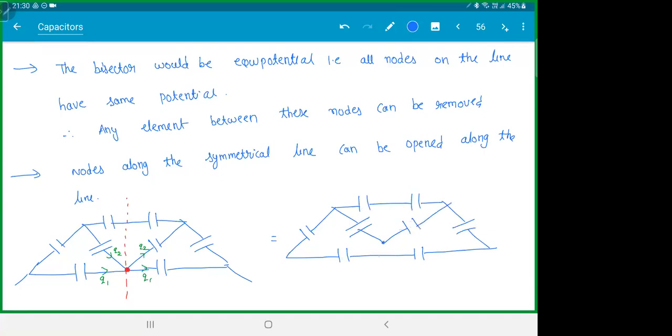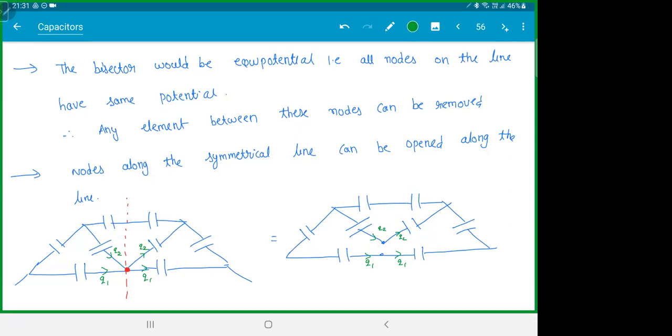I can disconnect it like this. Now you tell me, if this Q1 is flowing here, this Q1 will flow here. This Q2 is flowing here, so this Q2 will flow here. By removing that node, did you affect the charge distribution? So all the nodes along that line can be opened up. So it won't affect the problem.